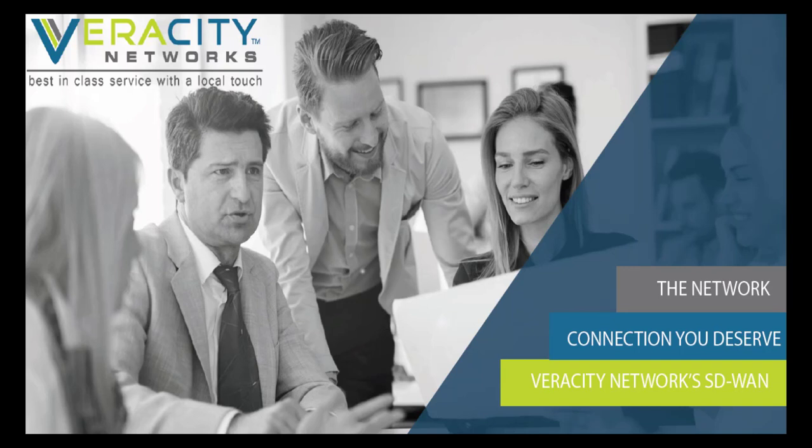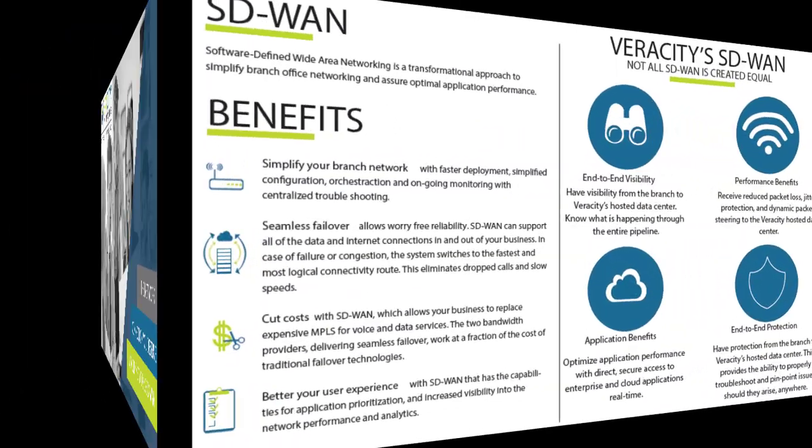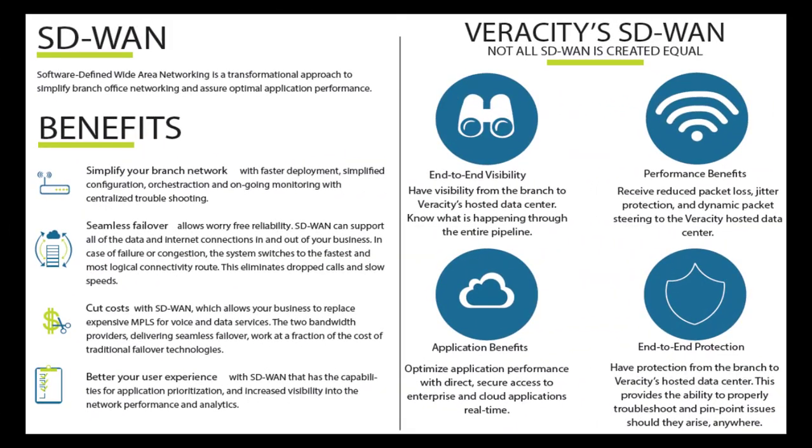Software-Defined Wide Area Network is a transformational approach to simplify branch office networking and assure optimal application performance. Some of the benefits are simplifying your branch network with faster deployment, simplified configuration, orchestration, and ongoing monitoring with centralized troubleshooting. Seamless failover allows worry-free reliability. SD-WAN can support all of the data and internet connections in and out of your business. In case of failure or congestion, the system switches to the fastest and most logical connectivity route. This eliminates dropped calls and slow speeds.